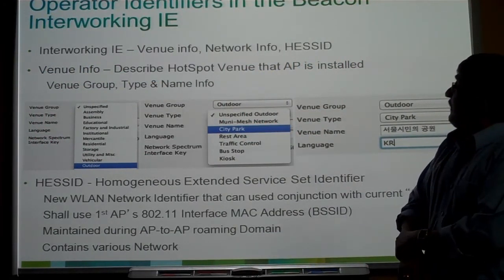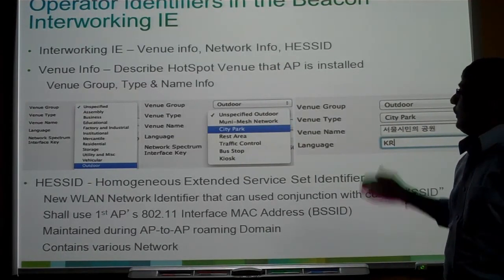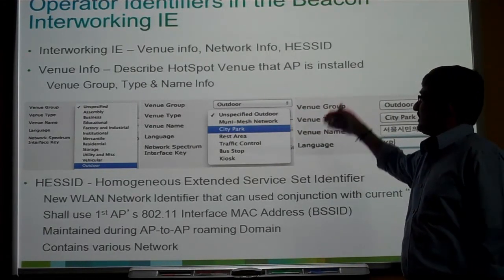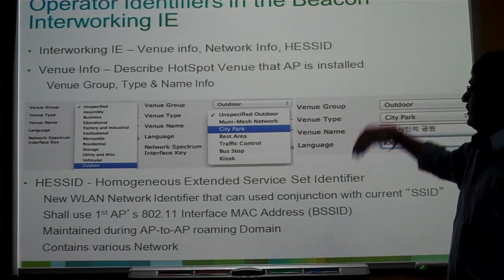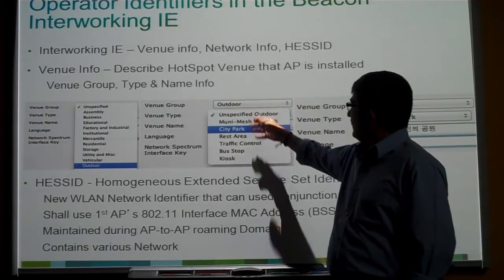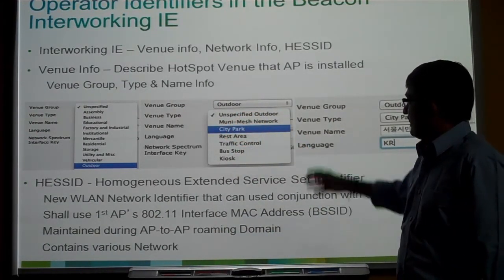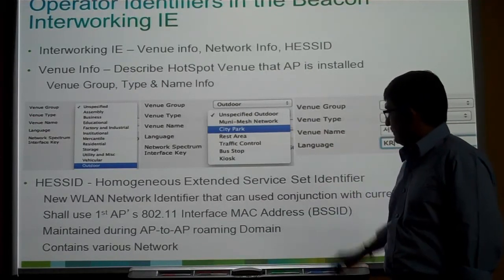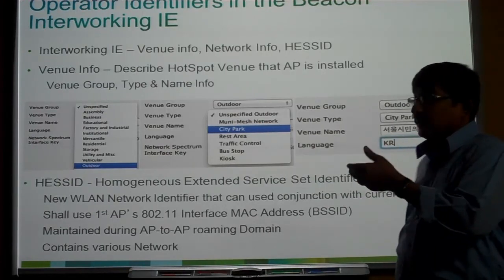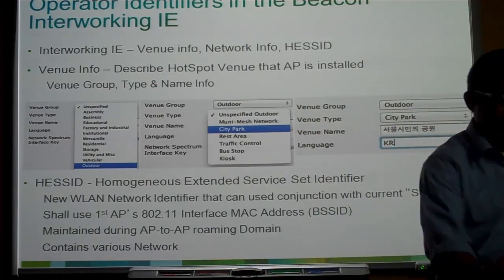Some of the operator identifiers in the beacon are the interworking information element, venue info, network info, and HESSID. Venue info describes the hotspot venue where the AP is installed: venue group, type, and name info, and those things. This is typically what you see, various things for a smart device. I think this is a Samsung Galaxy possibly. So those are the information that is available to the client much before it can make a decision to associate to the wireless network, the hotspot network.